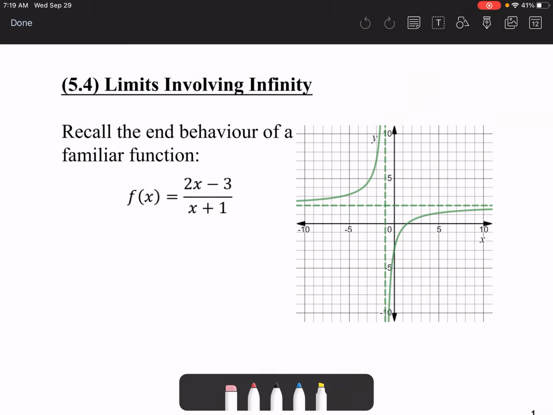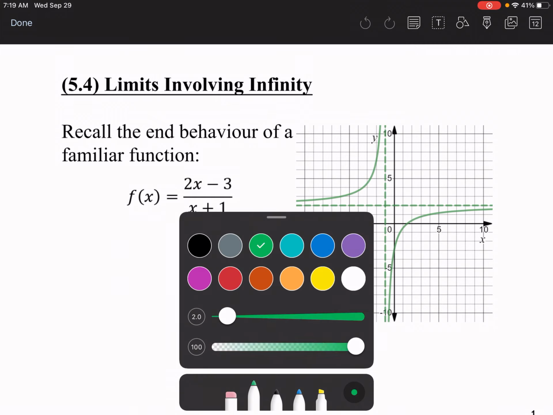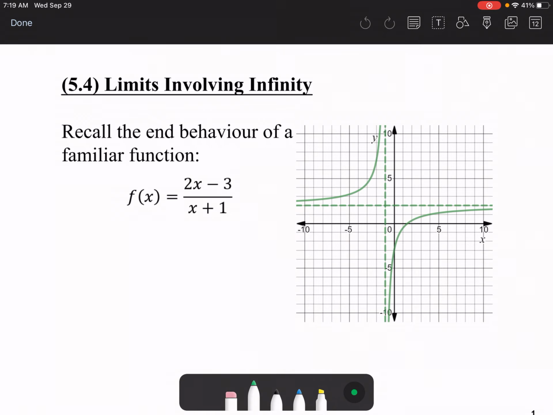Hello and welcome to lesson 5.4, limits involving infinity. So recall the end behavior of a familiar function, for example, a rational function. Now rational functions, please remember, have vertical and horizontal asymptotes in many cases, not all cases, but many of them. And as you can see right here, there's a vertical asymptote and a horizontal asymptote for this function.